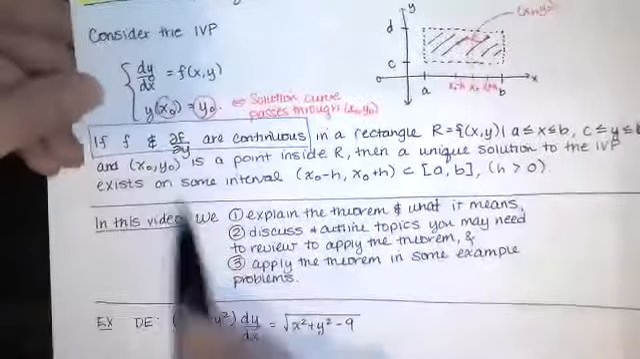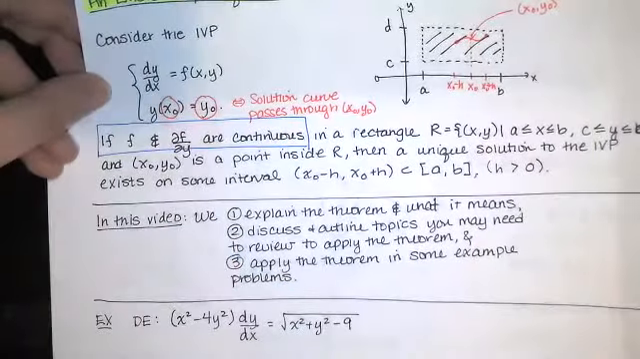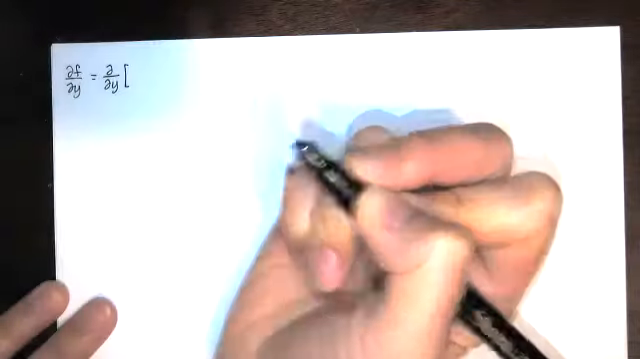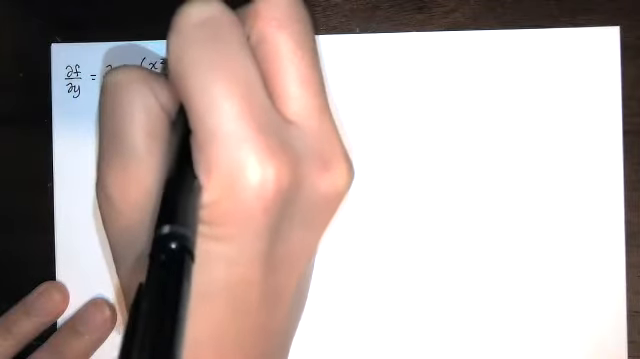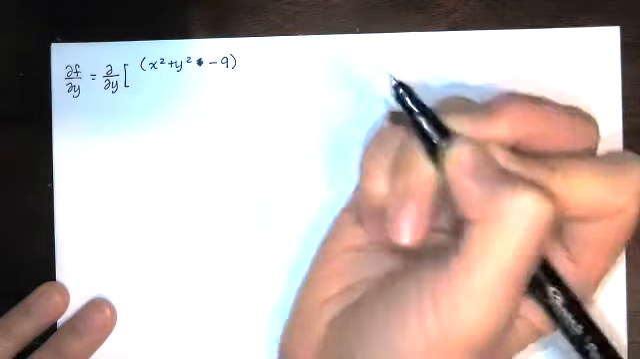Okay, for our theorem, we also need the partial of f with respect to y to be continuous. So let's compute that. This one's actually a little bit more involved. It's a good opportunity to practice our derivative rules and our partial derivative rules. Instead of the square root, I'm going to rewrite that numerator as x squared plus y squared minus 9 to the positive 1/2 power.